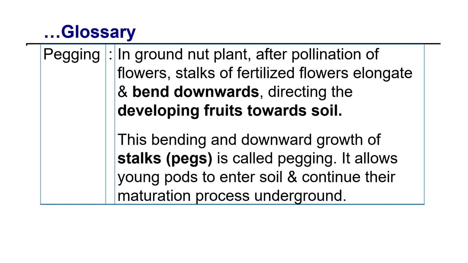You would be surprised that flowers are produced on the plant, on the shoot, but its fruits are produced in the soil by means of a peg, and this process is called pegging, P-E-G-G-I-N-G. In the groundnut plant, after pollination of flowers, the stalk of fertilized flowers elongates and bends downwards, directing the developing fruits towards the soil. Hence, the fruit is going to develop in the soil. This bending and downward growth of stalks, or more precisely pegs, is called pegging. It allows young pods to enter the soil and continue their maturation underground. So all development of seed and pods happens inside the soil.